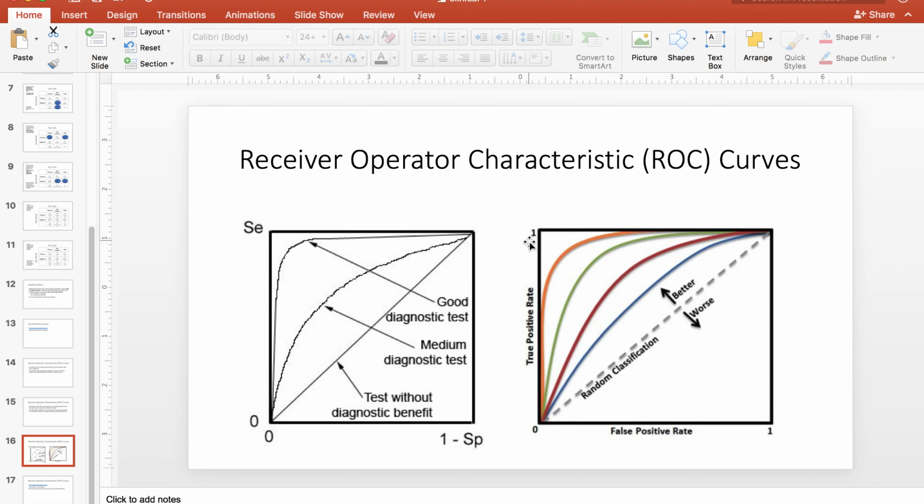Now, some people will plot the negative rates, in which case the curve should be on the bottom, but most of the time you see these as curves on the top. And so the area under the curve is sort of a different metric for how good the test is. So the larger the area under the curve, so here for the orange, the more you're getting it right. So the better the test is.